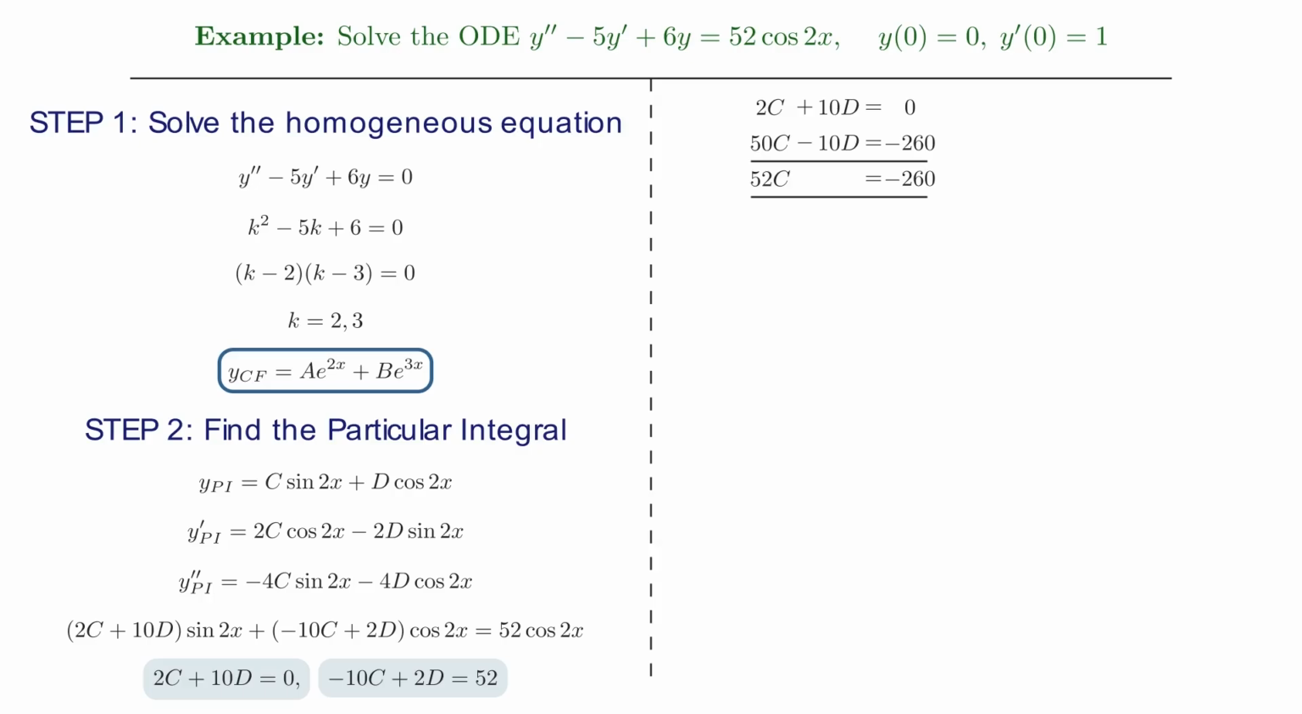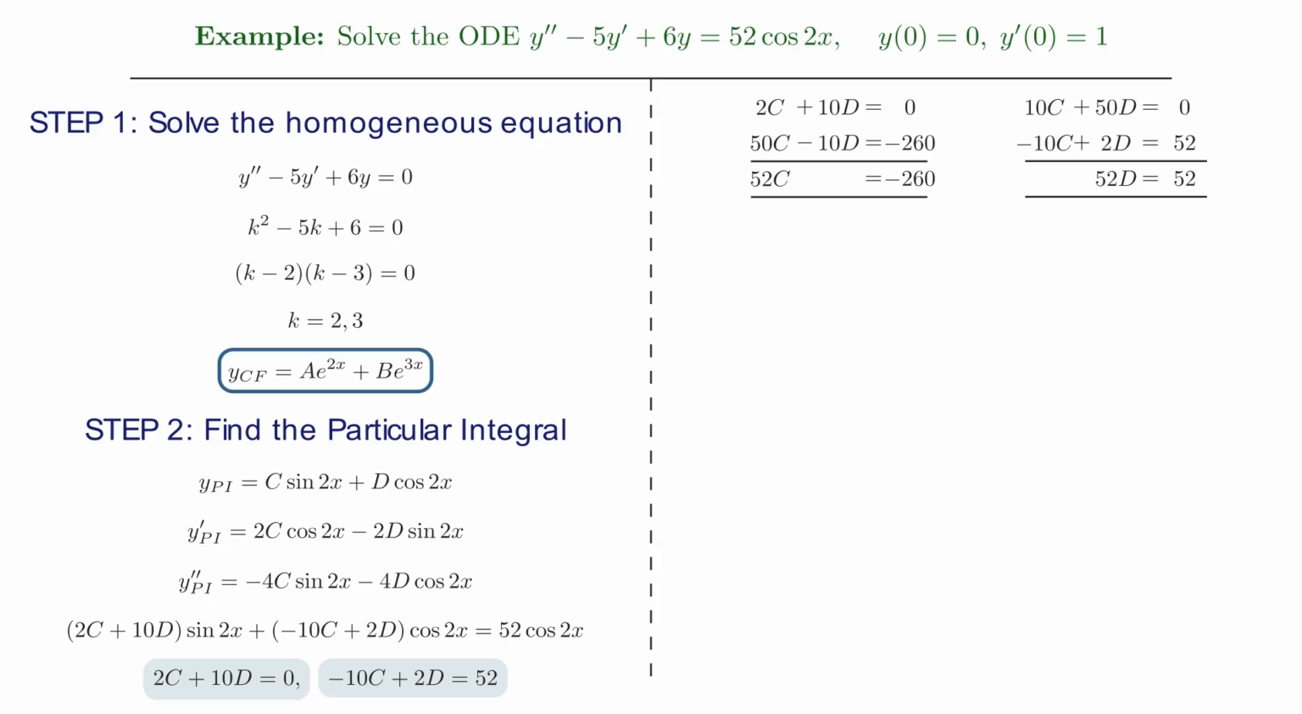Now we want to eliminate the c's so that we can find the value for d. That second equation has -10c, so I want to make the first equation have 10c as well. So multiplying the first equation by 5, this will give me 10c + 50d = 0. And then leaving that second equation as it is, we're going to add these two equations together. So 10c - 10c is 0, 50d + 2d is 52d, and then the 0 + 52 is 52. So dividing by 52, we can see that d is equal to 1.